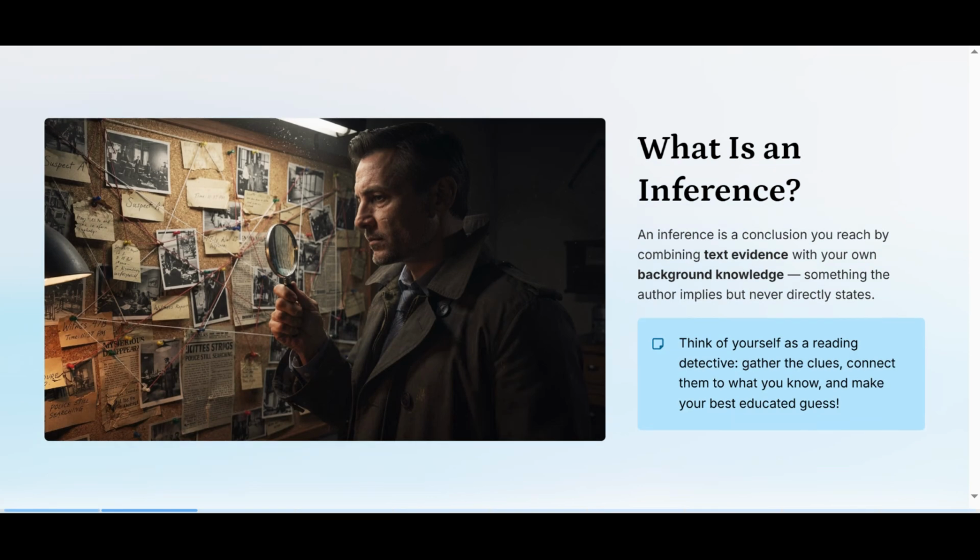What is an inference? An inference is a conclusion you reach by combining text evidence with your own background knowledge, something the author implies but never directly states. Think of yourself as a reading detective. Gather the clues, connect them to what you know, and make your best educated guess.